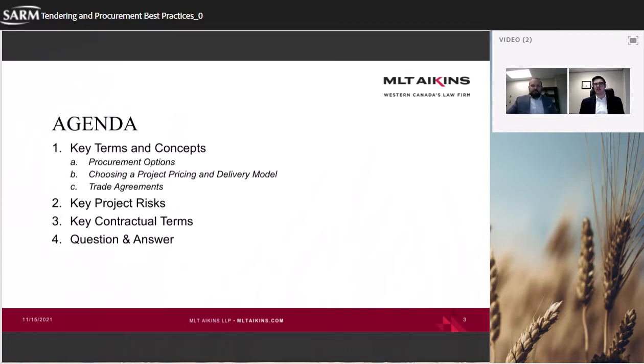The agenda for things we're going to talk about is some key terms and concepts in procurement, which will cover procurement options, choosing a pricing and delivery model, and trade agreements. Then we're going to talk a little bit about key project risks and key contractual terms. And if there are any questions arising out of that, we're happy to answer them at the end.